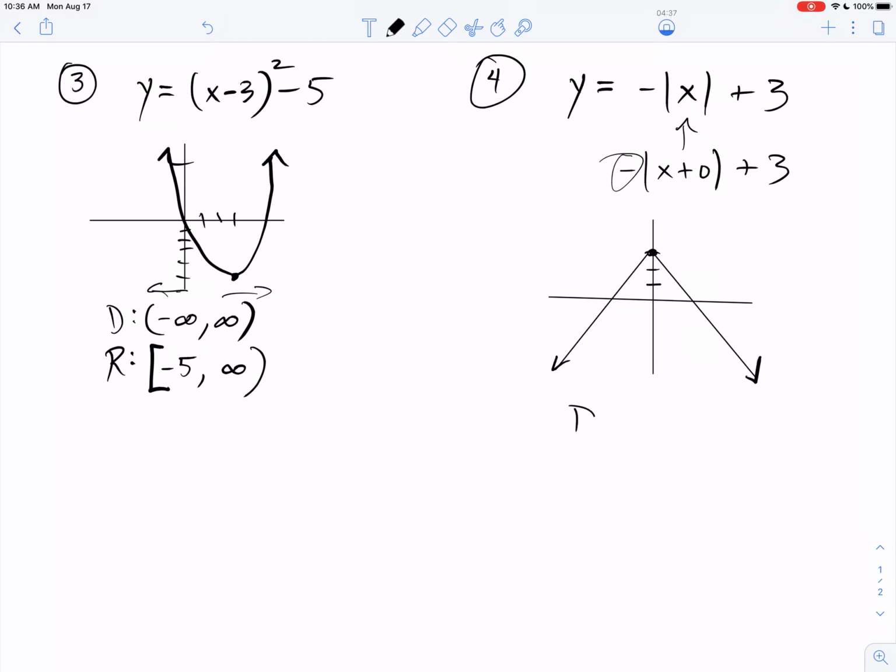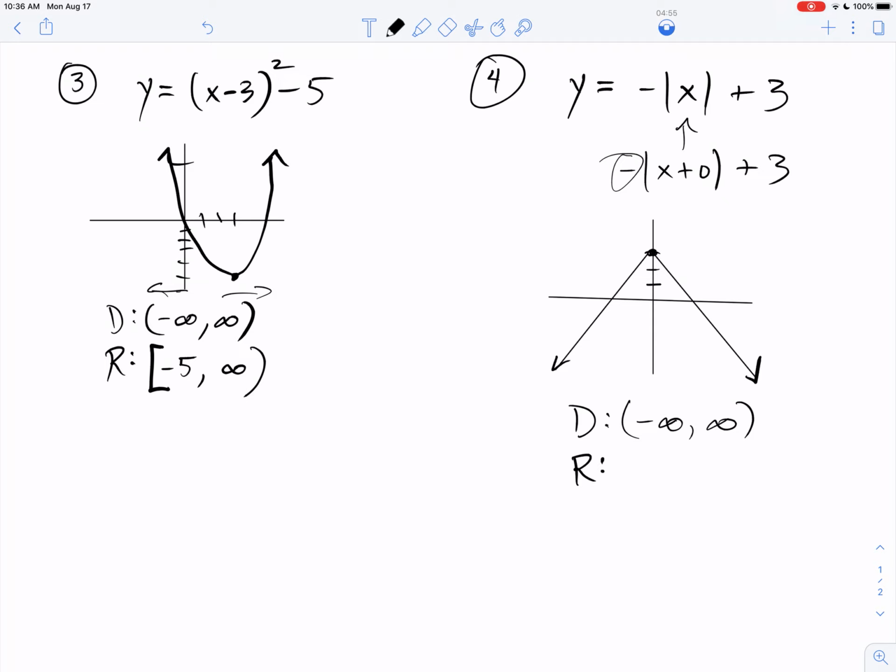And domain. Even though it's going down, it is going left forever. Even though it's going down, it's going right forever. Domain does not care about up or down. Domain only cares about sideways. So here we go. Let's check the range.